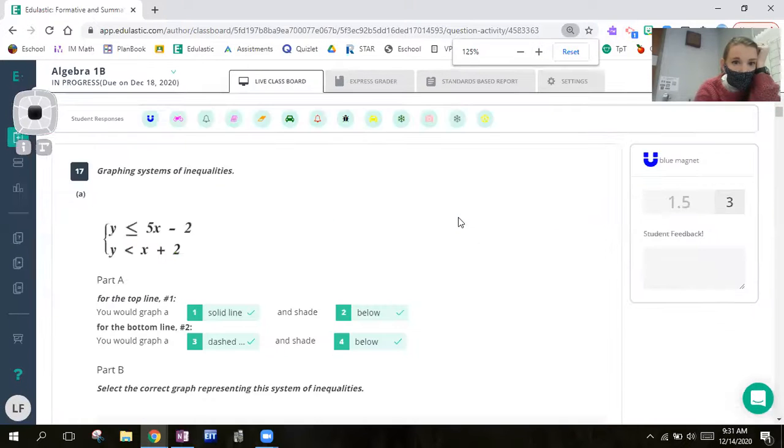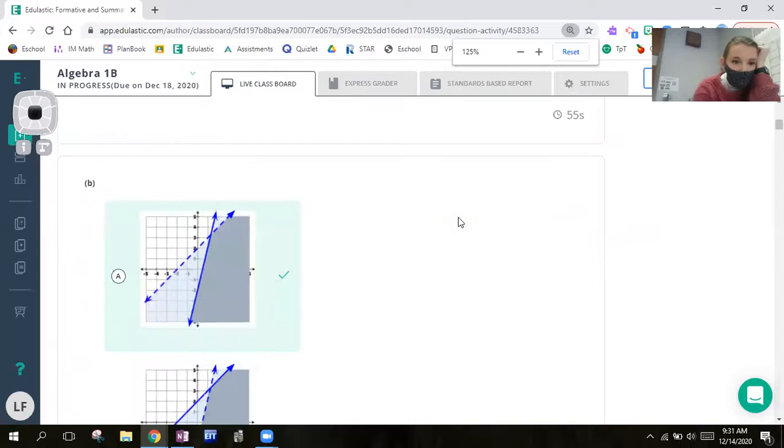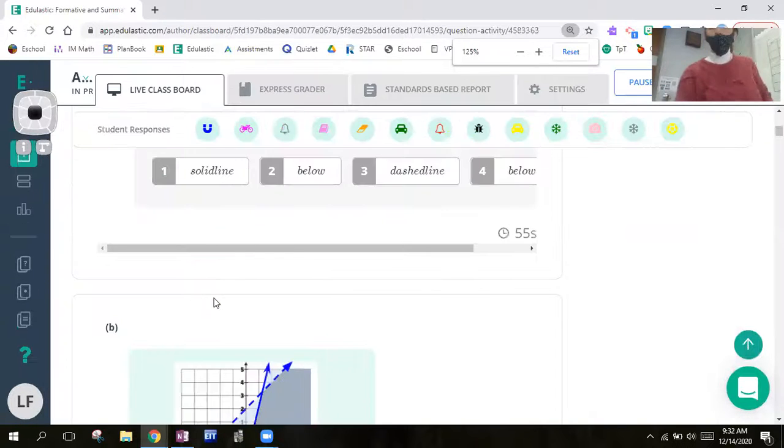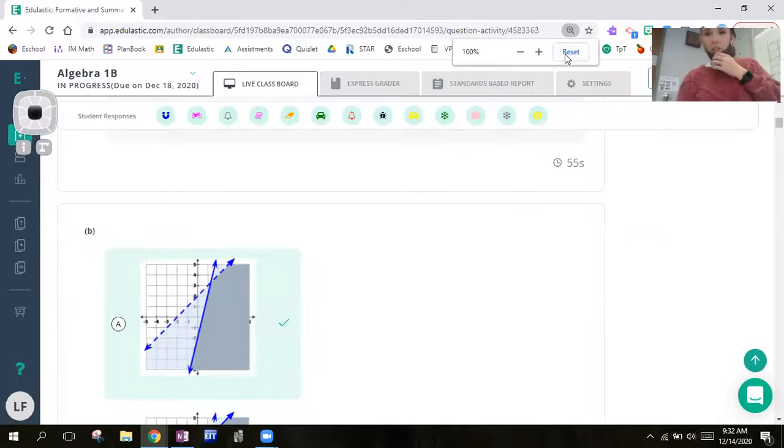Sorry guys, I don't know what's happening. So you just have to check their y-intercepts and follow their slope. My computer's being ridiculous.